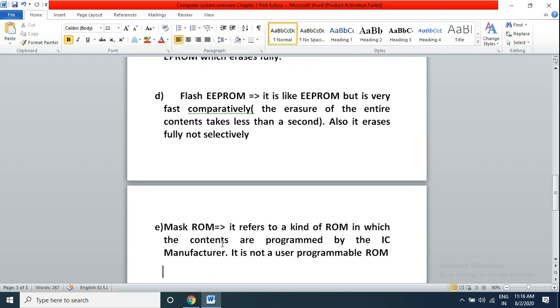Our fifth and final type is mask ROM. What is mask ROM? It refers to a kind of ROM in which the contents are programmed by the IC manufacturer. IC stands for Integrated Circuit, and it is not a user programmable ROM. So generally this mask ROM is created by the computer manufacturer, not for the user.